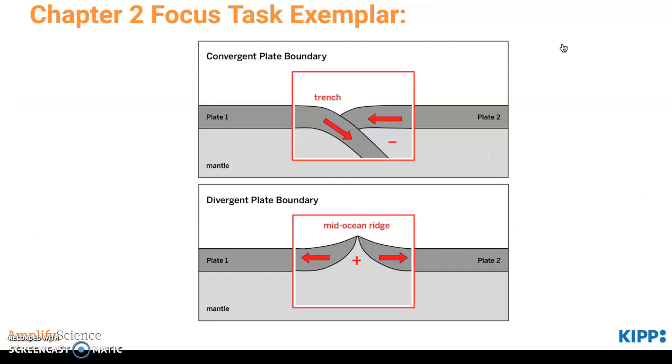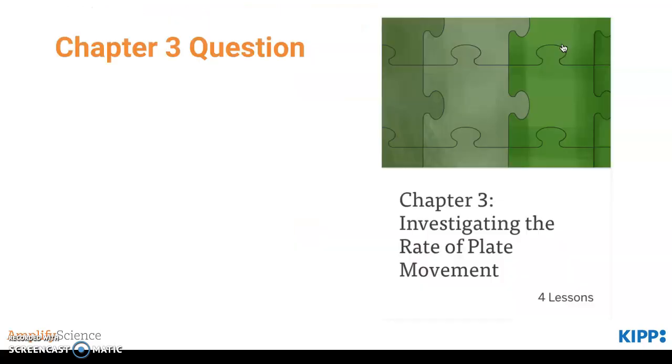Here is a Chapter 2 Focus Task exemplar. This is a possible proficient model. Students should label the trench at the convergent plate boundary. They should also label the mid-ocean ridge at the divergent plate boundary. Students may add volcanoes near both plate boundaries.